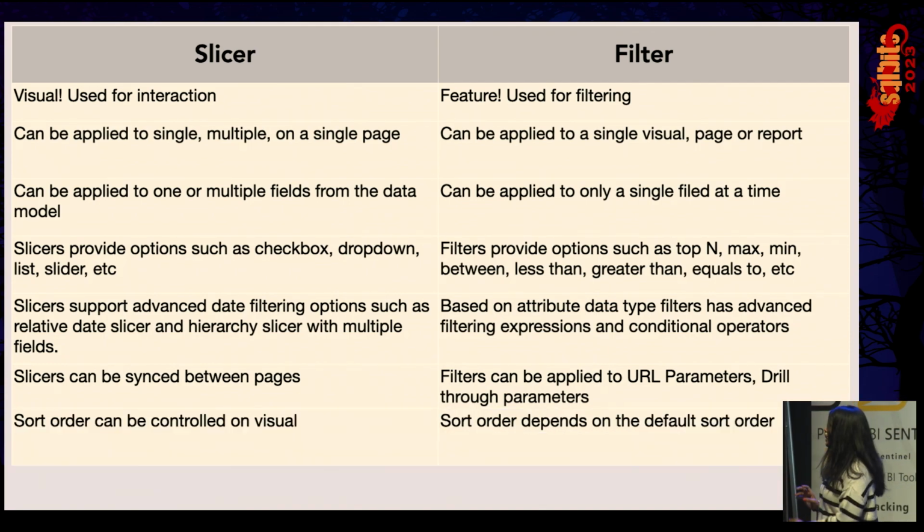The other thing, this is something I literally learned yesterday because I'm very good at changing my slides until the last minute. Slicers have the sort option. You could go to the slicer and change the sort order. Even the end user has that functionality, to go and change the sort. But when it comes to filter, you can't change the sorting. So it depends on your existing sorting.